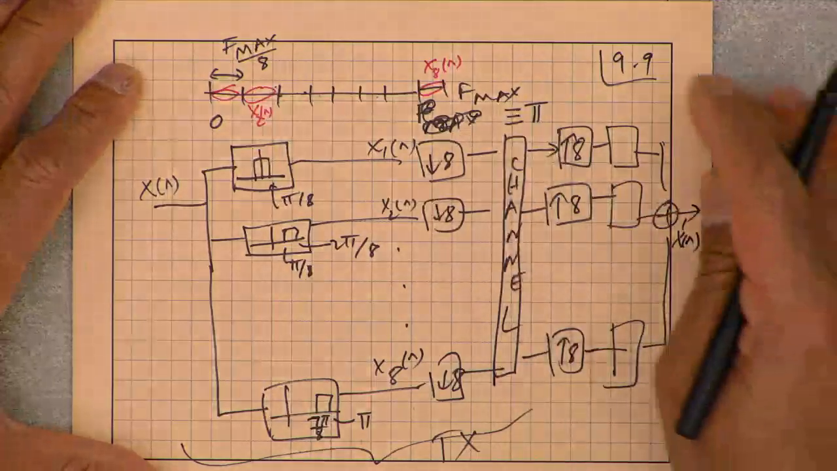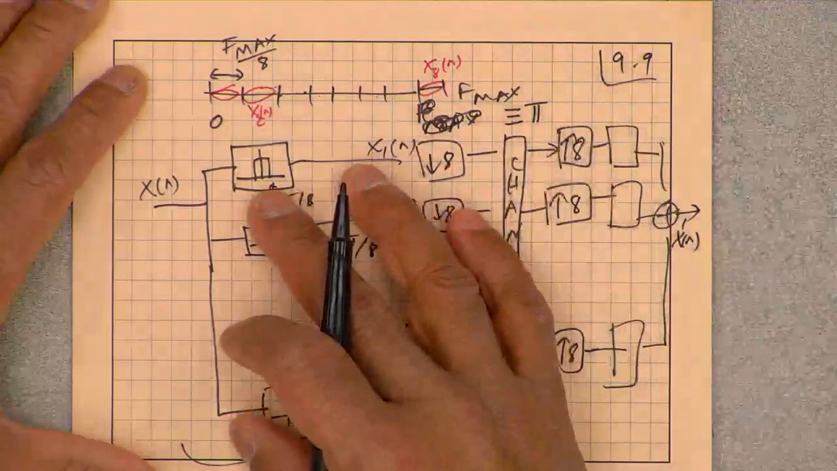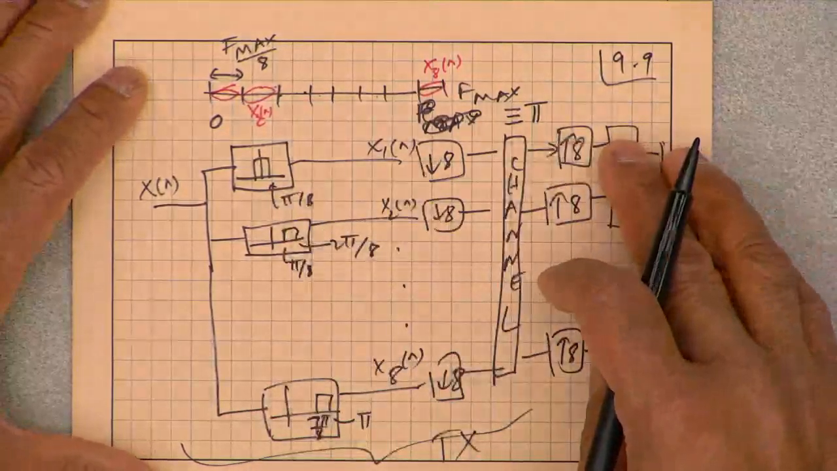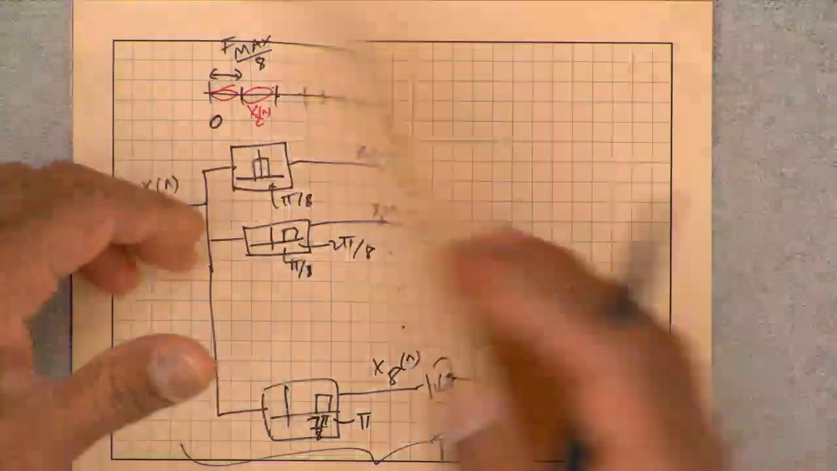So this whole thing is transmit, receive. This is called the analysis filter bank, and this is called the synthesis bank. We may spend more time on that.